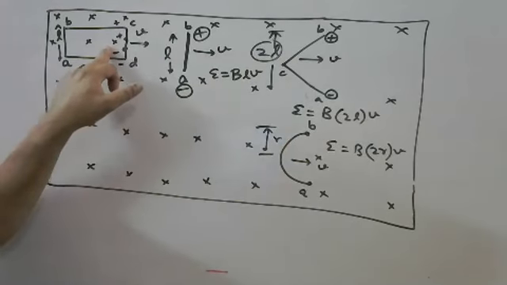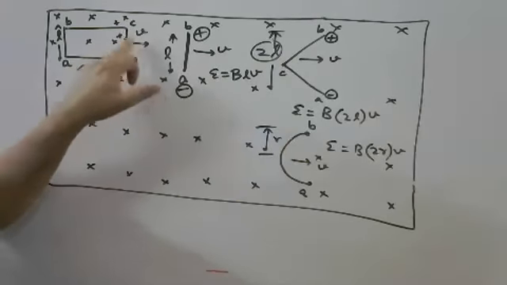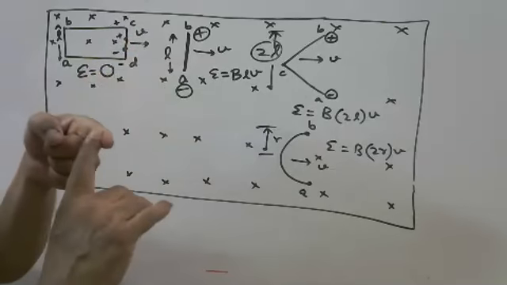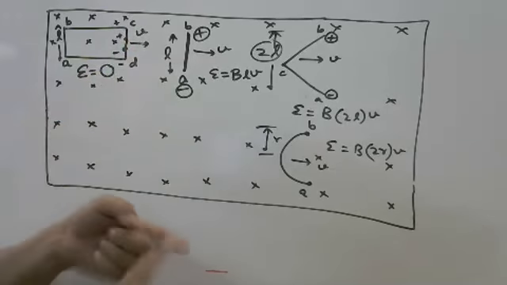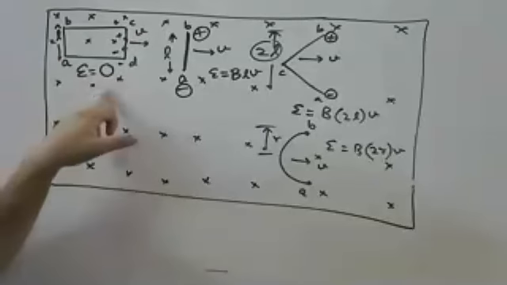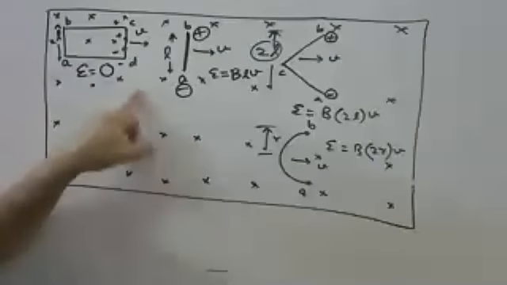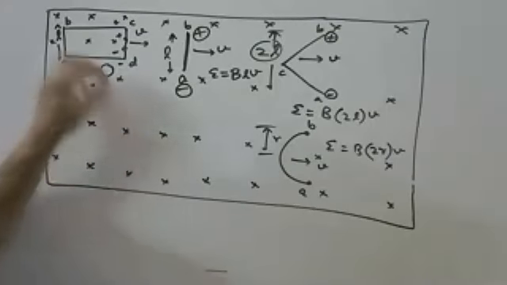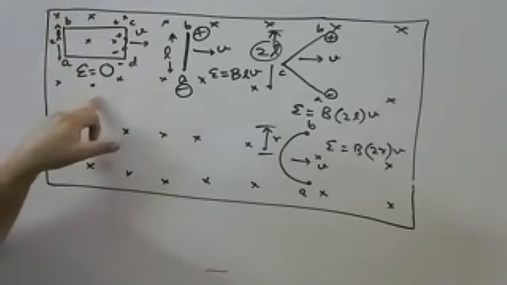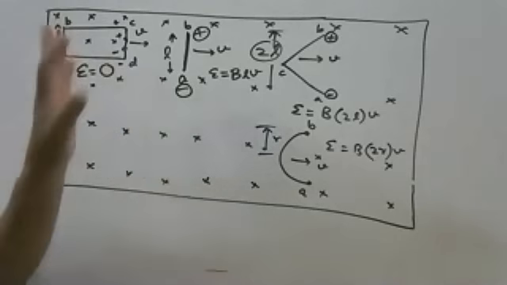What is the effective length here? 0. Because C and D are both the same point. So there is no effective length, and that is why the induced EMF is 0. BLV, what is the effective length here? Because this is a closed circuit, it is 0. Zero length, zero induced EMF.